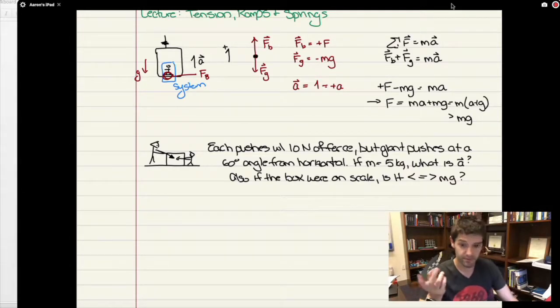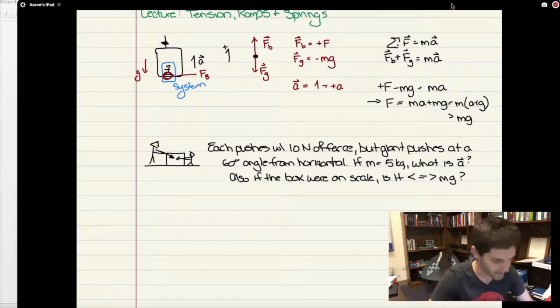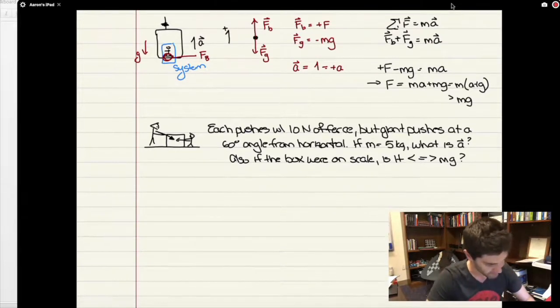Now, intuitively, you should make an educated guess as to what these are going to be. The value for a might be hard, but you could reason out whether it should move to the left or to the right based on what I've told you. You should also, based on the direction of the forces, be able to tell whether you expect the box to be less than, equal to, or greater than the mass of the box times little g.